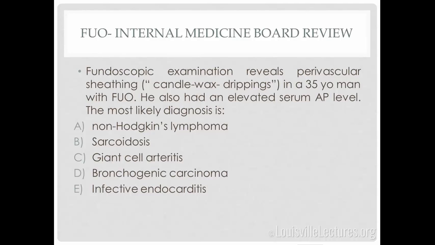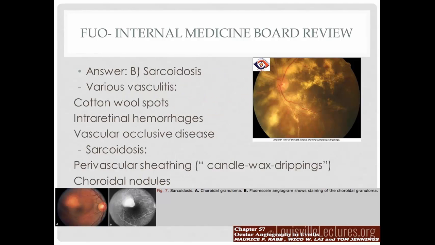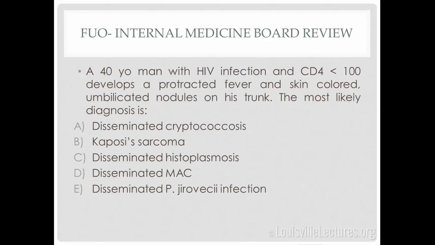Well, for those who answered, most of you answered sarcoidosis. Several vasculitides have cotton wool spots and intraretinal hemorrhages due to vascular occlusive disease. But for sarcoid, this candle wax dripping is very characteristic and kind of looks like somebody just took a candle and dripped it all over there. And you can also see choroidal nodules. So these two findings are specific for sarcoidosis. So if you see a question talking about candle wax drippings, that's what they're talking about. And okay, let's go to the next one.